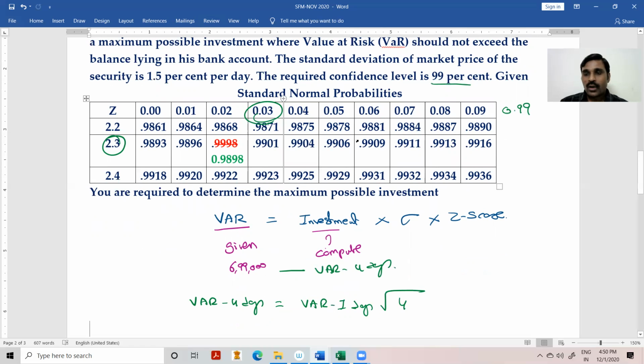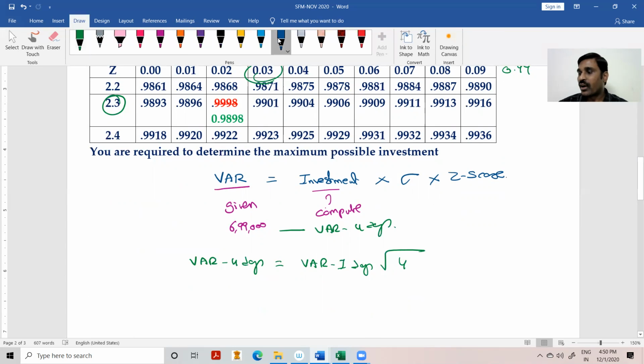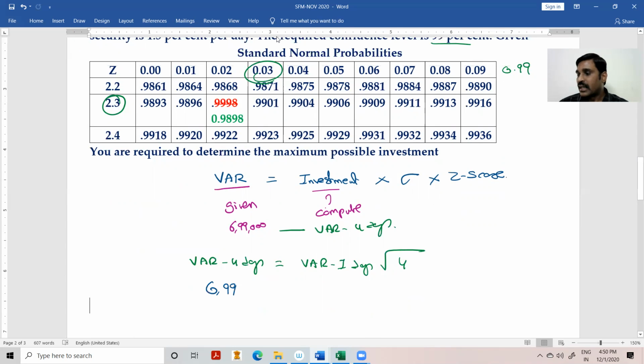Go back, go through my material. I have given the formulas there. Value at risk of T days is equal to value at risk of 1 day into square root of T, where T is the number of days. So this is the formula. This value at risk of 6,99,000 we got is the total loss for 4 days.